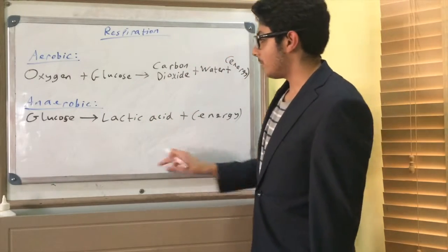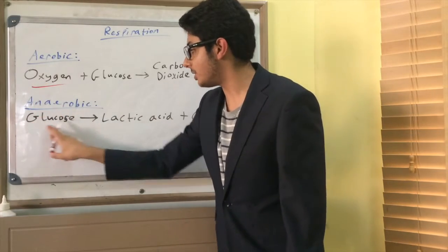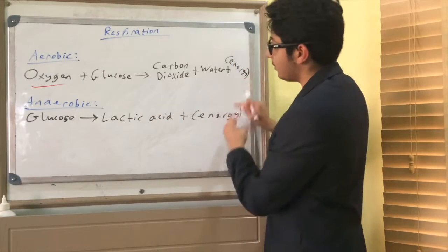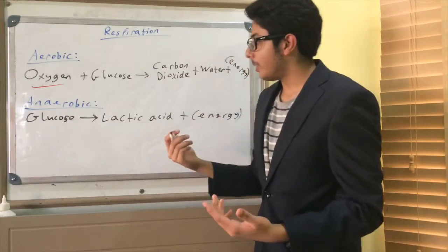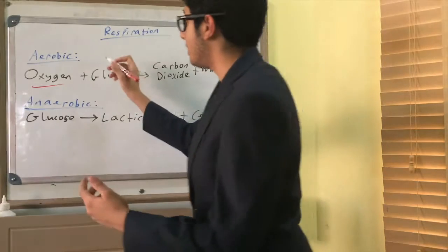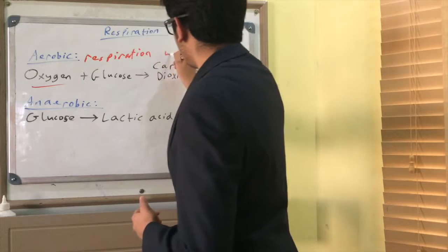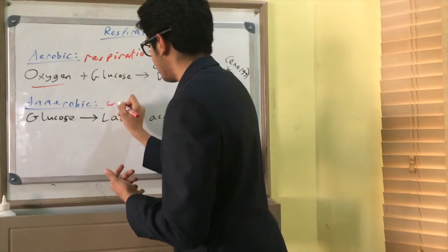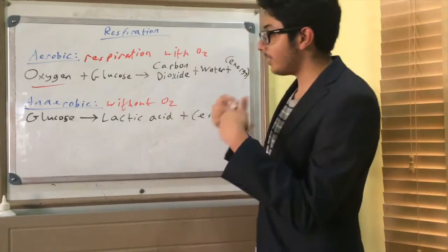Anaerobic respiration: glucose, only glucose, you can notice there is no oxygen here, into lactic acid and of course energy. You respire anaerobically when there is not enough oxygen. So aerobic respiration is respiration with oxygen. Anaerobic respiration is respiration without oxygen, or when there's not enough oxygen.